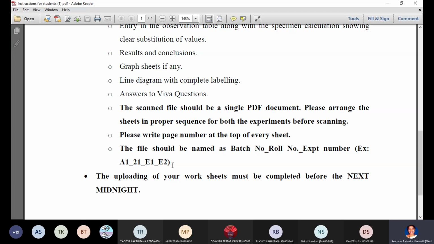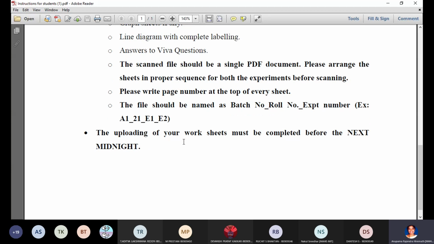Similarly, for the next class, it will be experiment 3 and experiment 4. The uploading of your worksheet must be completed before tomorrow's midnight. Midnight in the sense 11:59, not 12. 11:59 PM tomorrow is the last deadline for you to upload your sheets. Clear? Is anybody having any doubt here?